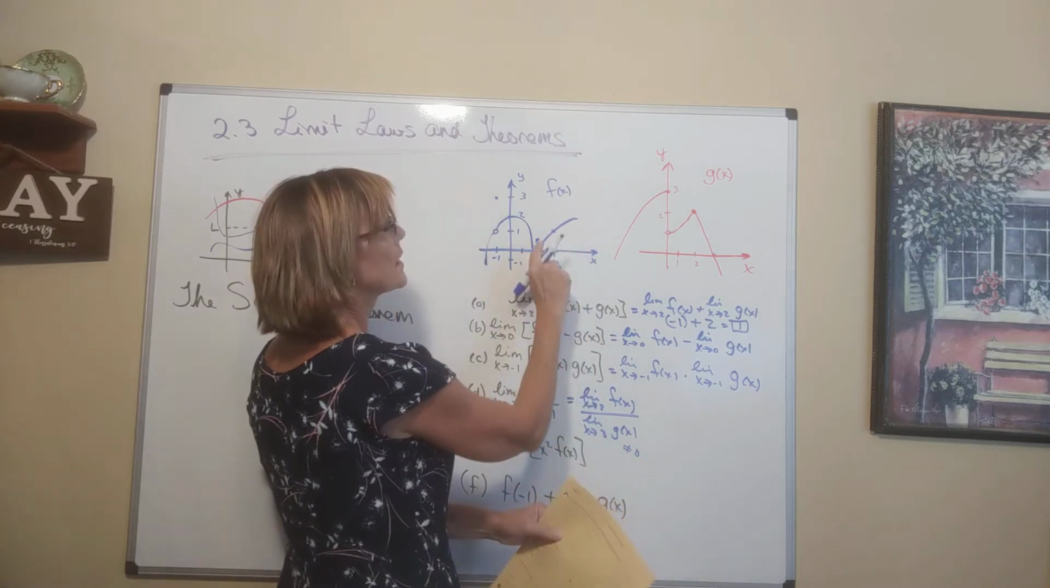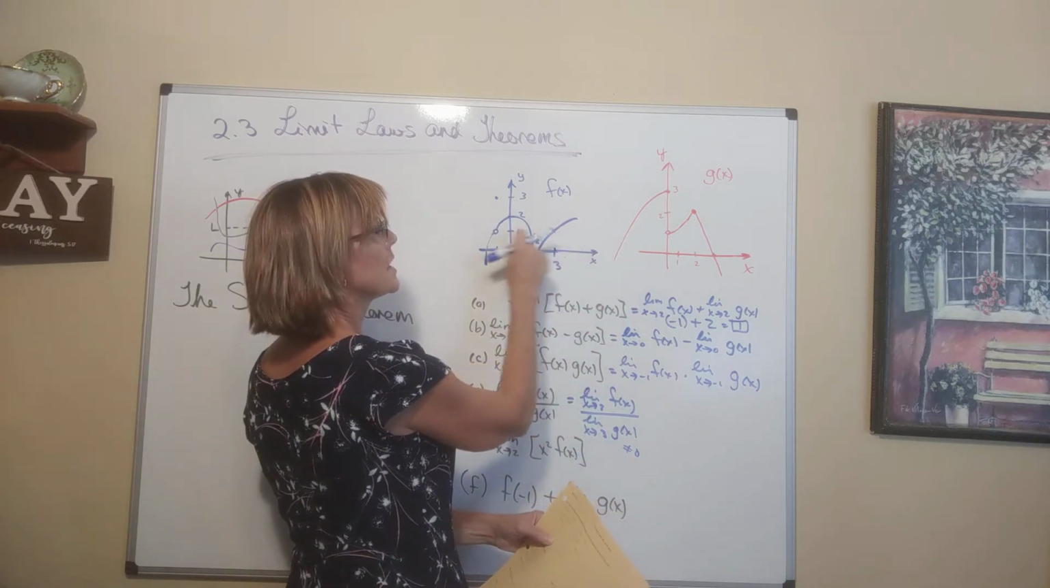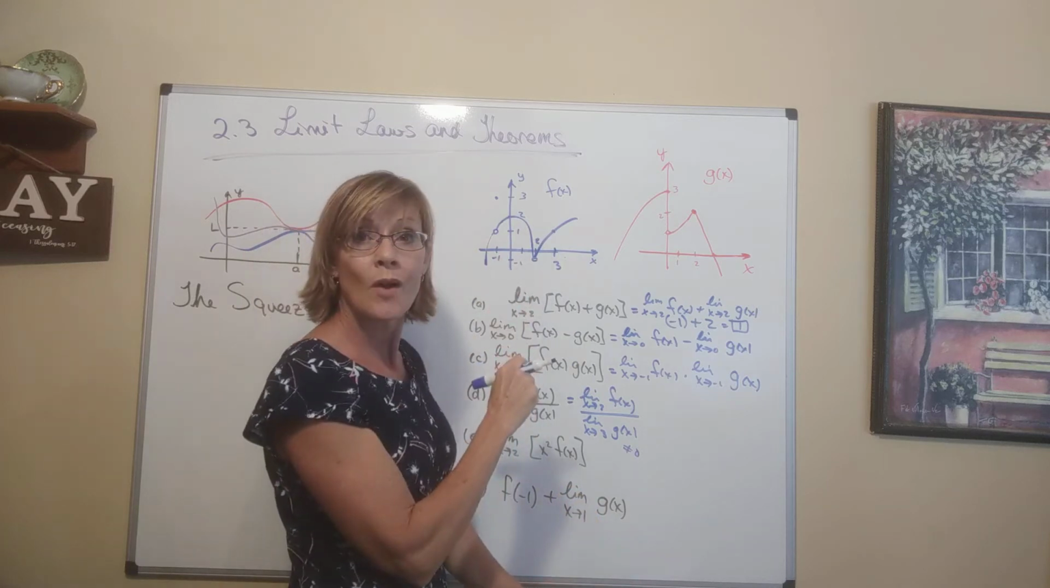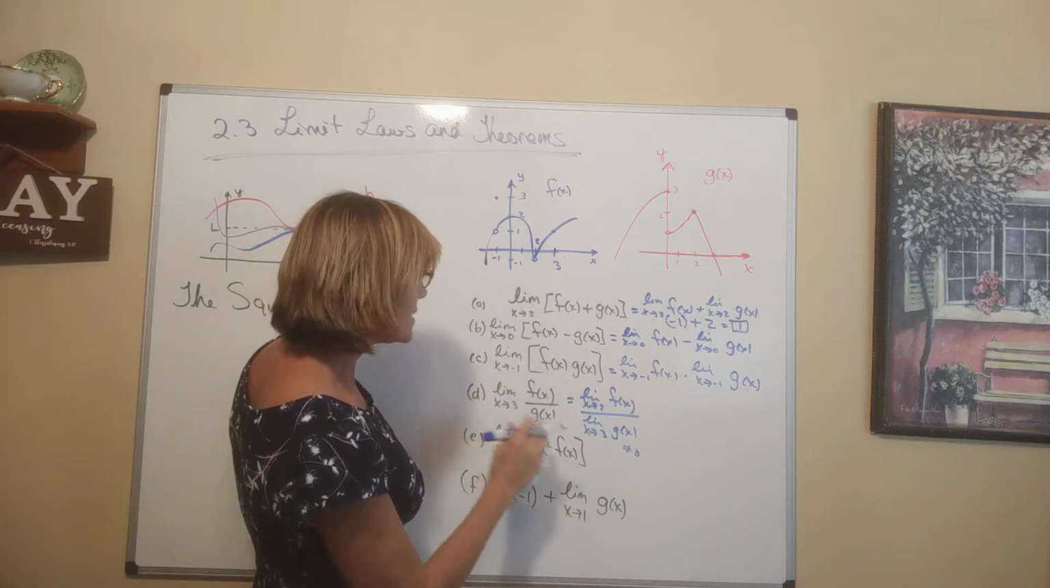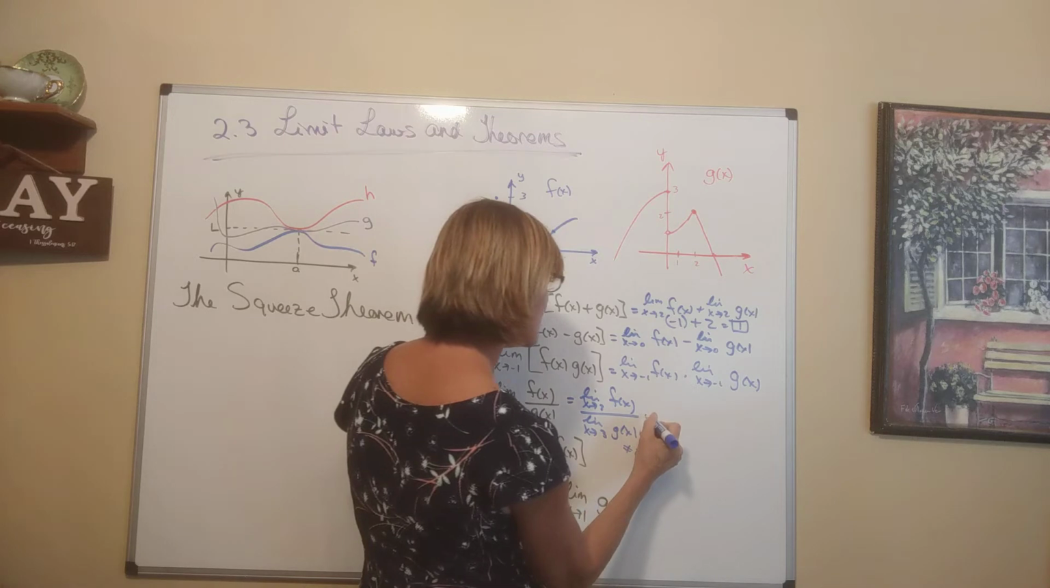And so from the left side of 3 and from the right side of 3, it's headed to this y value, which is the number 1. And so the limit as x goes to 3 of f of x is 1.